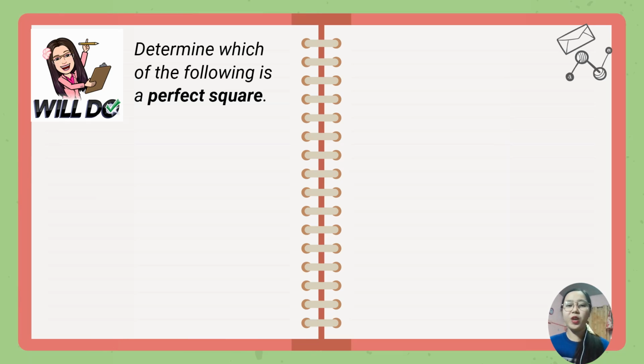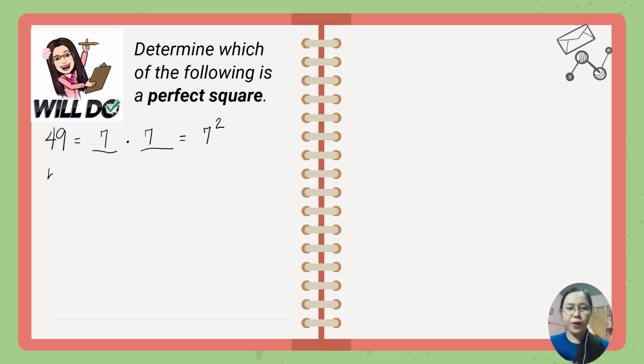Let's try. Determine which of the following is a perfect square. Let's say number 49. Is 49 a perfect square? Let's see. Think of a number that when you multiply it by itself, the answer is 49. Check! It is 7. 7 multiplied by 7 is equal to 49, and 7 times 7 can be written as 7 squared.